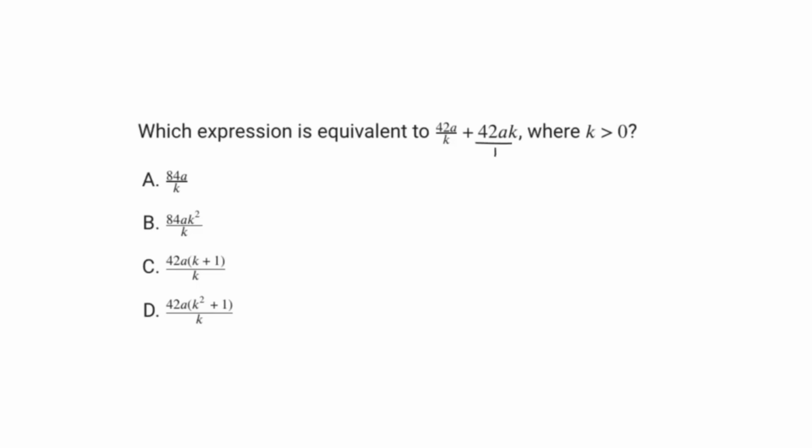And now what we can do is actually find the common denominator here. And the common denominator is very simple for this problem. It's just k, right? So this right here just stays as 42a over k because it already had k in it. And we want to add, and we're going to multiply this 1 by k, right? So we're multiplying both the numerator and denominator by k. So we get 42ak times k. And the reason we're doing that is to find a common denominator, and k over k is 1, so it really is the same thing, right?